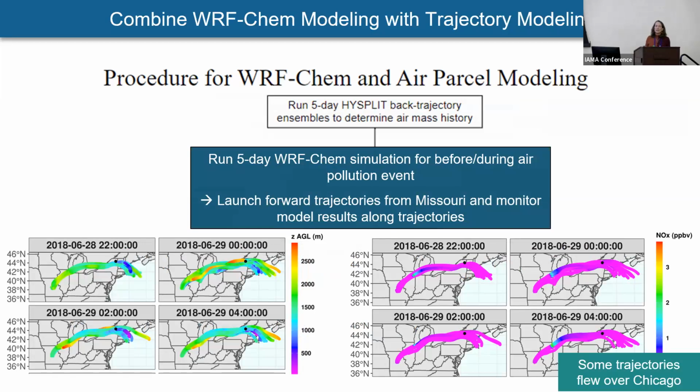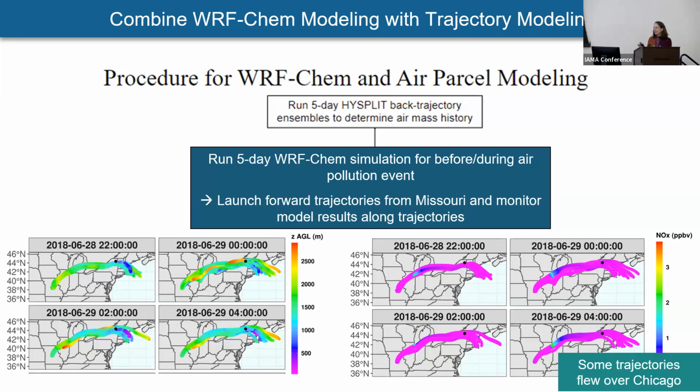And then we launched forward trajectories from central Missouri. And so these are examples of 4 launch times that we did. And they're all starting in central Missouri, and they're going for the remainder of the simulation. And you can see how that air is going from central Missouri up towards the northeast and up into upstate New York. On the left, it's colored by altitude, showing that most of these trajectories stayed within a couple of kilometers of the surface.